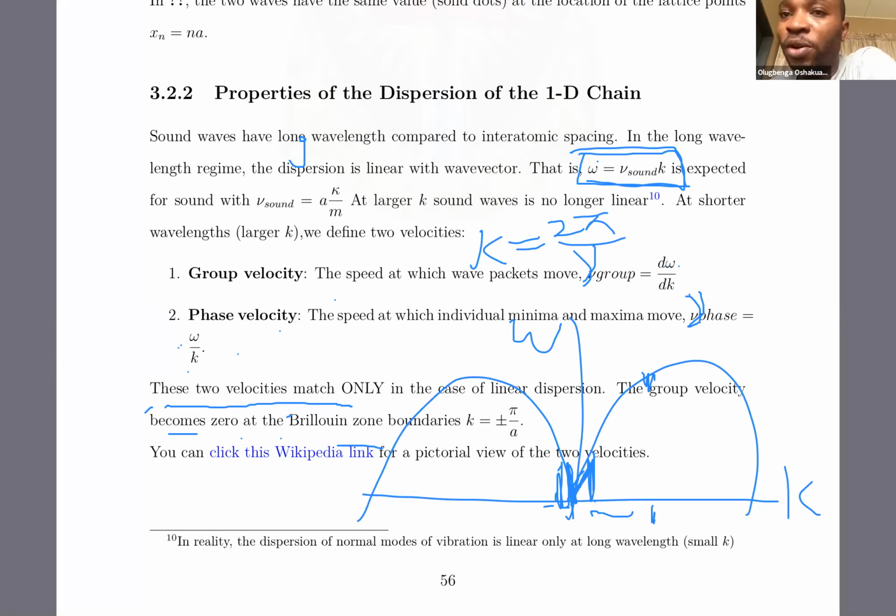I think I've mentioned Brillouin zone for us. For you to understand what we mean by group velocity and phase velocity, I don't know if you did that in 200 level, but I've put a Wikipedia link here, which you can click to access.